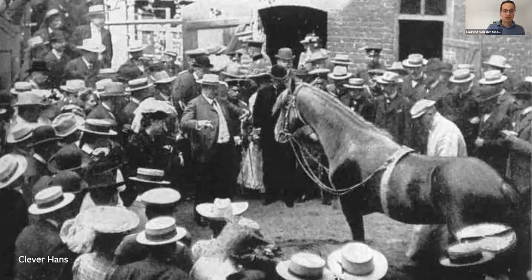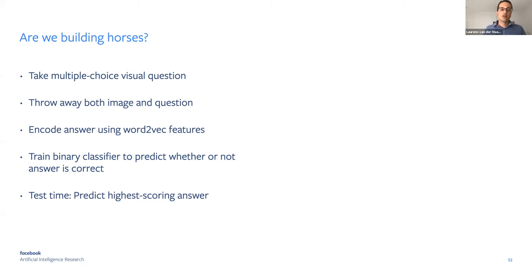So why am I telling this story? Well, the reason I'm telling it is because it teaches us a lesson, right? It teaches us that even if a system appears to display intelligent behavior, it doesn't mean it's actually intelligent or has learned to execute the underlying strategy or the underlying policy that you were expecting it to execute. And so what we started wondering is, are these VQA systems, are we building horses there? Are these kind of like Clever Hanses?